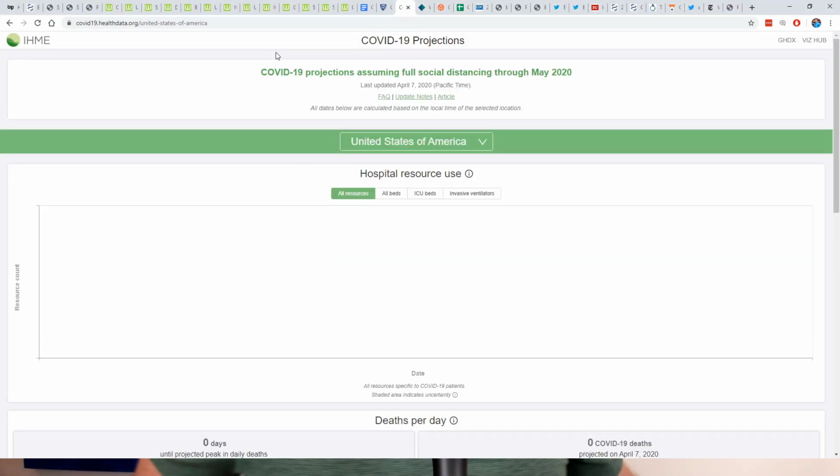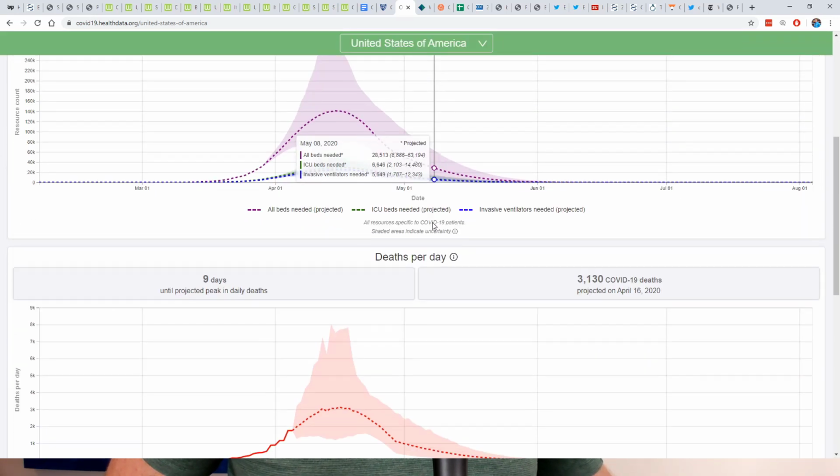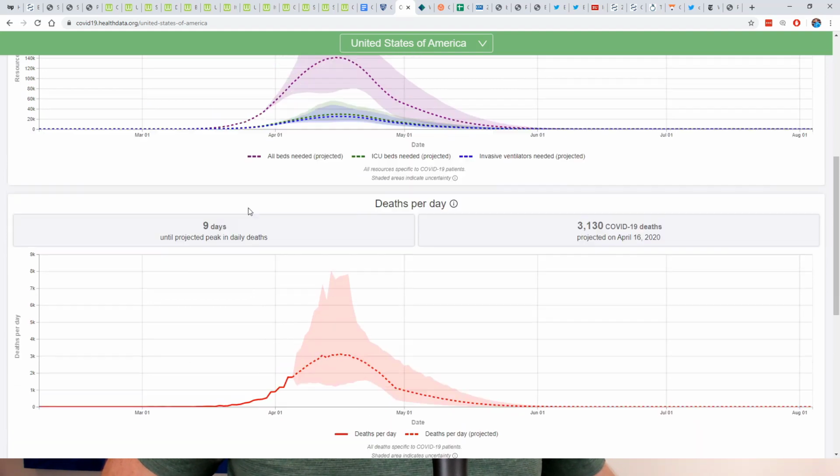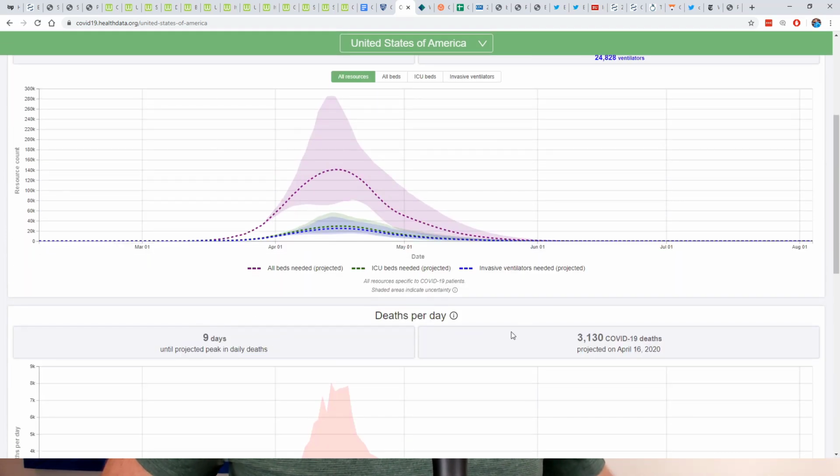And if we look at Dr. Murray's data over at University of Washington, he's thinking the peak will be April 15th. That's hospital resources. But if you look at deaths, he's thinking April 16th now, 9 days until peak, April 16th. So again, that's their data.